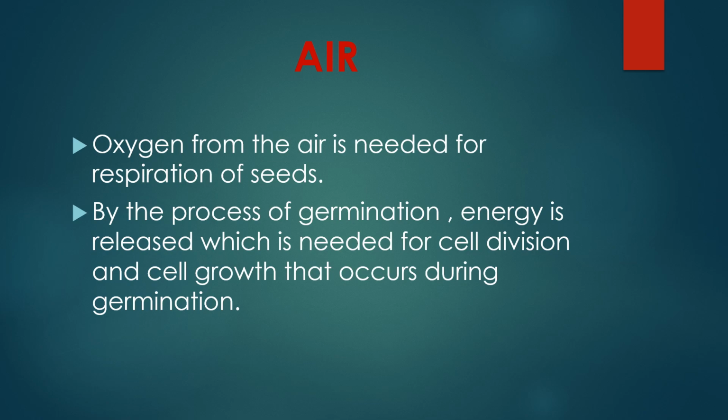Air will oxidize the food, will break the food, and while breaking the food, some energy is released. With the help of this energy, new cells will be formed, new tissues will be formed, and growth will take place. So oxygen from the air is needed for the respiration of the seed. Respiration of the seed means the food stored inside the cotyledon will oxidize, will burn out, and energy will be formed. That energy will be needed for new cells to be formed, for cell division and cell growth that take place during germination. As the root, shoot, and leaves are forming, and new tissues are forming, energy will be needed for all that.